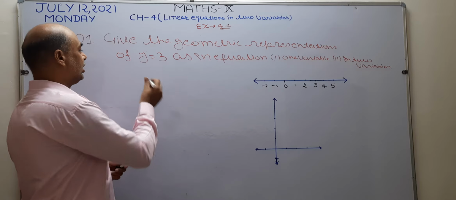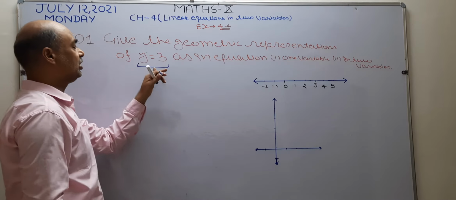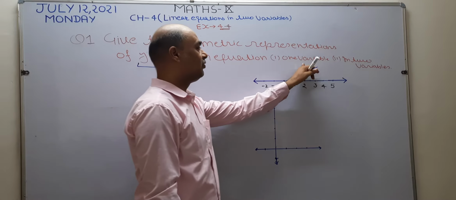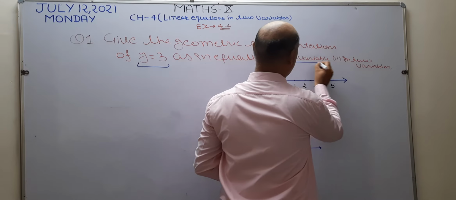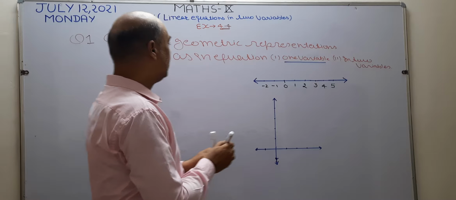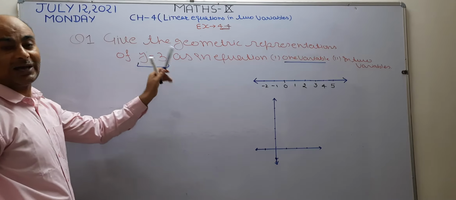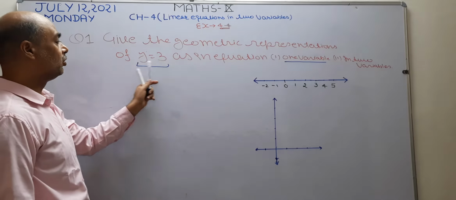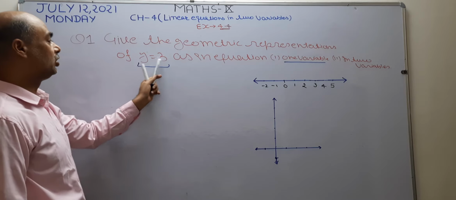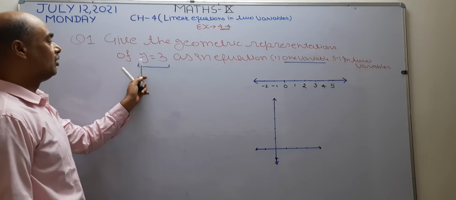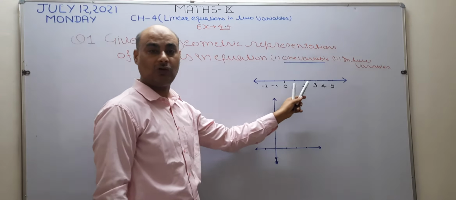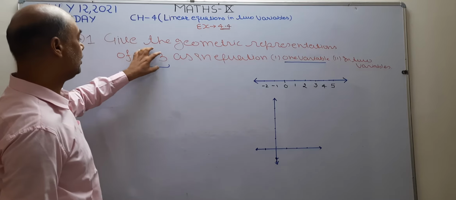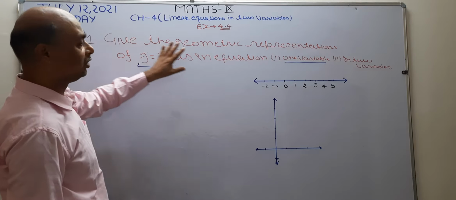This linear equation is given. We have to represent this linear equation in one variable and in two variables. What is the meaning of one variable? When one variable is there, it means we are going to represent the given equation on the number line only. Since it is given y equal to 3, only one variable is there. So I am going to represent this on the number line. Simple, you have to write the given value on the number line.